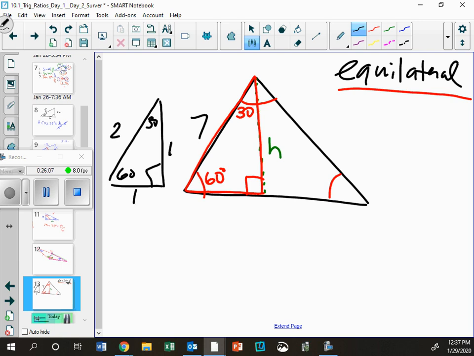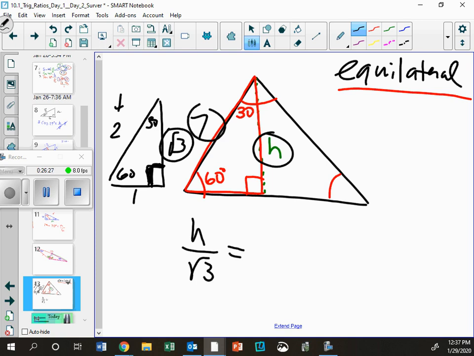1, 2, square root of 3. And if you ever question, is that in the right spot? Remember that the hypotenuse will always be a 2 or a root 2 on those classic right triangles, okay? All right, so then I can set up and go, H is 2 root 3 as 7 is to 2. And that would solve for H. 7 root 3 over 2.